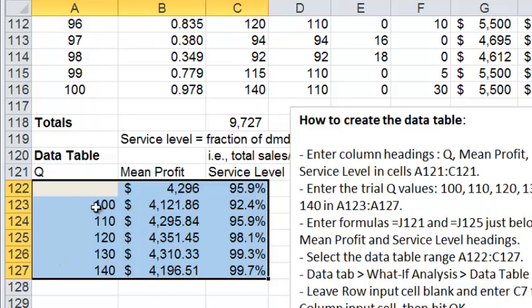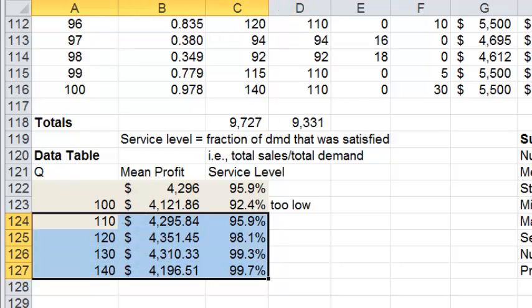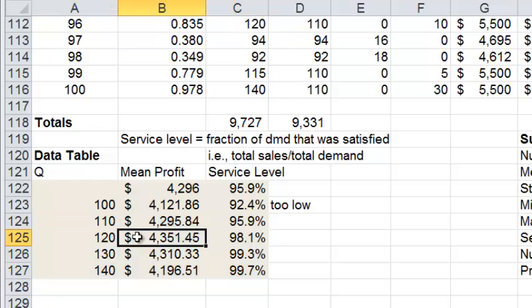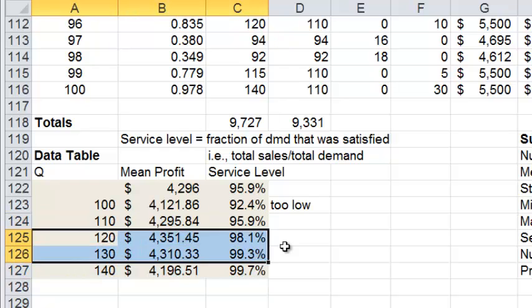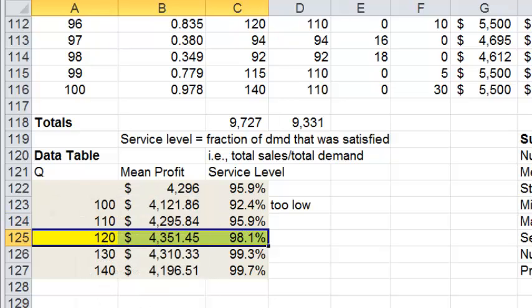There we go. So here we have the results from trying different Q values. So what is the best Q value in this table? Well, let's see. We know that this one is out. This one has a service level that is too low. Now let's look at the other ones. So these all satisfy the condition of having at least 95% service level. And out of those, the mean profit is highest over here at a Q value of 120. So we would say this is our optimal replenishment level.